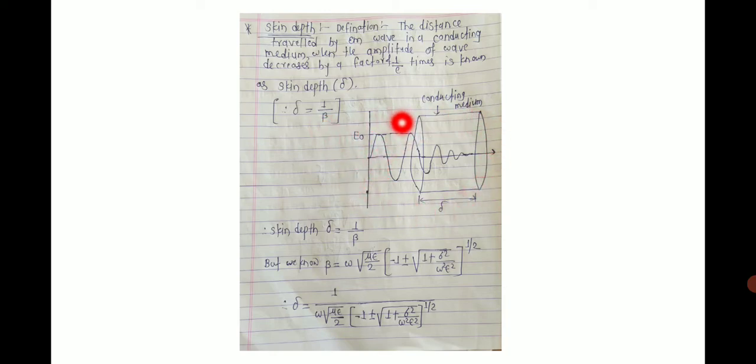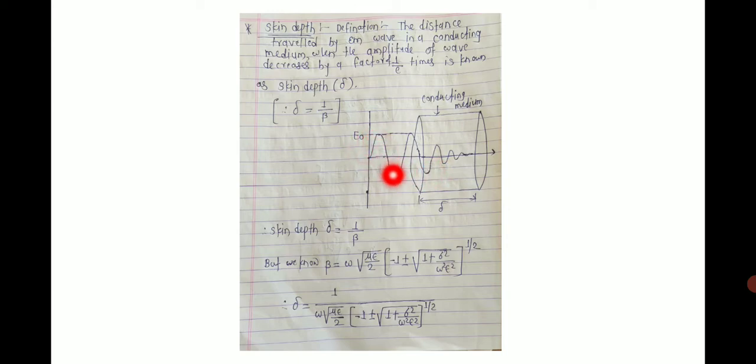Let's see this diagram. This is the conducting medium, and this is the electromagnetic wave. Outside the conducting medium, the electromagnetic wave has the same amplitude, that is E naught, the amplitude. When this electromagnetic wave enters that conducting medium, the amplitude of the wave decreases. This is shown in the diagram.